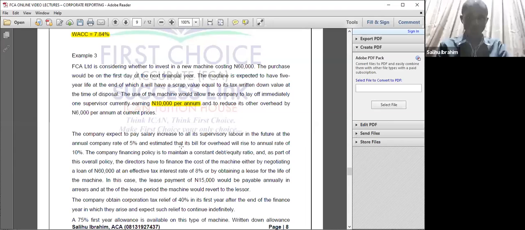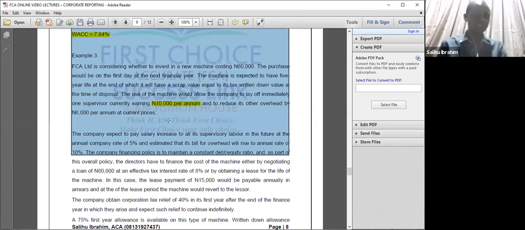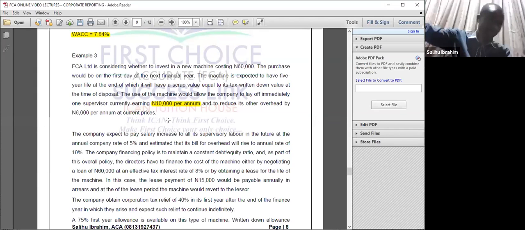Okay, inflation rate. So it therefore means that if we did not lay off the supervisor, we'll be paying an inflated rate of 10%, okay? That is 1.05 times 10,000. The next year also 1.05 times 10 is what we will have been paying to the supervisor if we did not let him off. But because we have laid him off, we are saving those amounts.